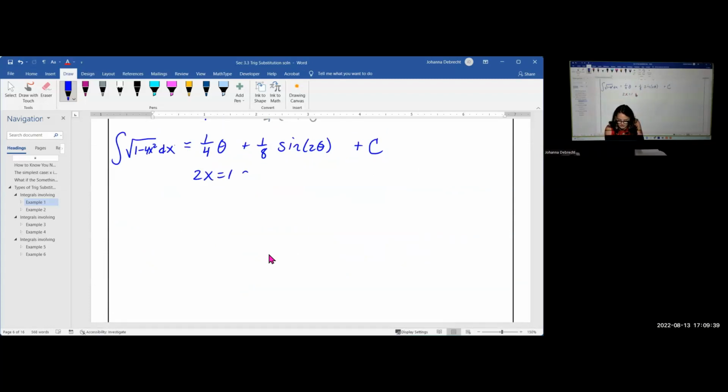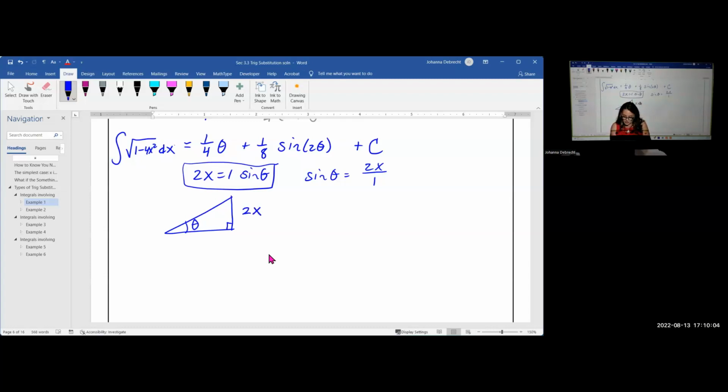2x equals sine of theta. I'll box it up so that we know it's our substitution factor. So this basically tells me that sine of theta is equal to 2x divided by 1. Well, then I can draw a right triangle over here with theta being the angle in the lower left corner. And if the sine is 2x over 1, that's opposite 2x over hypotenuse 1.